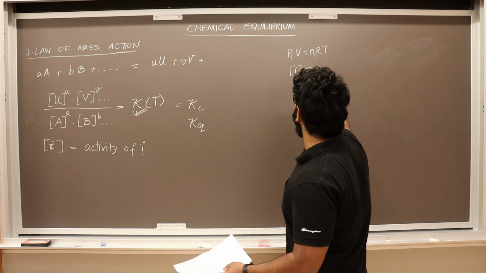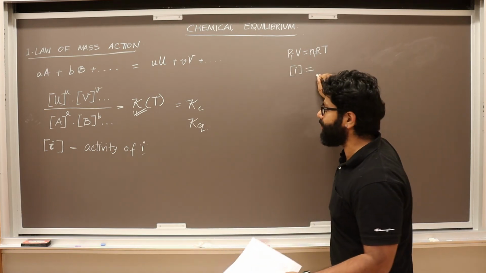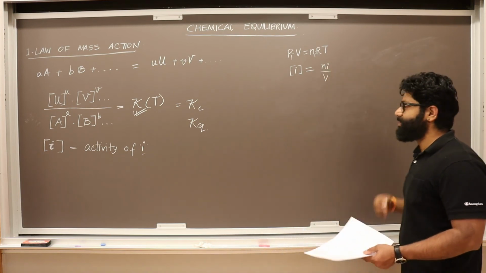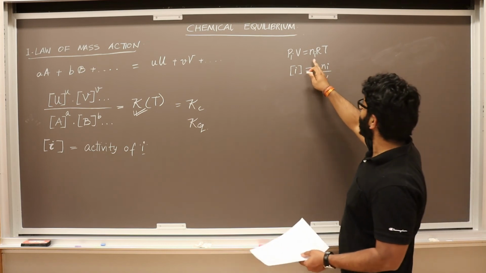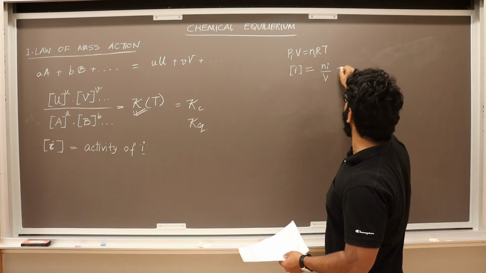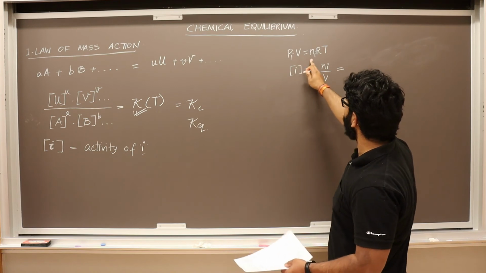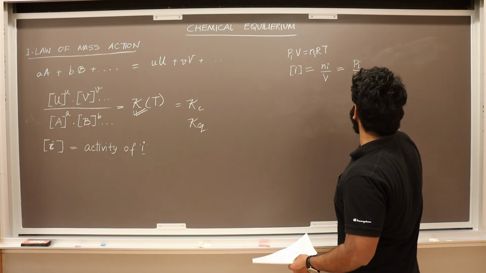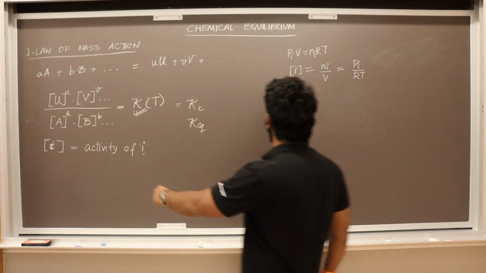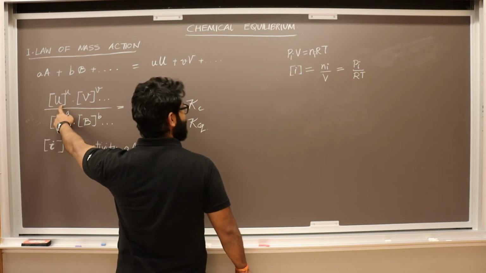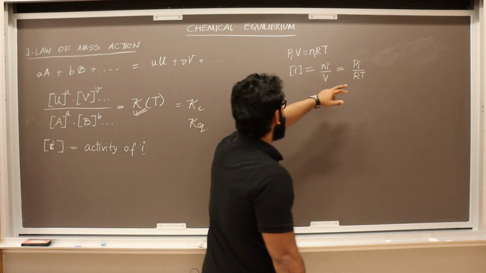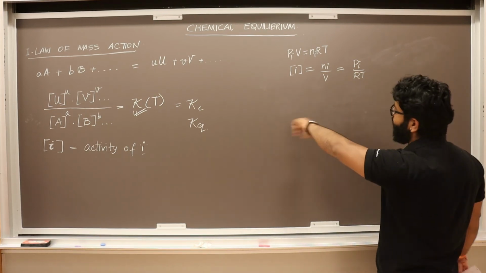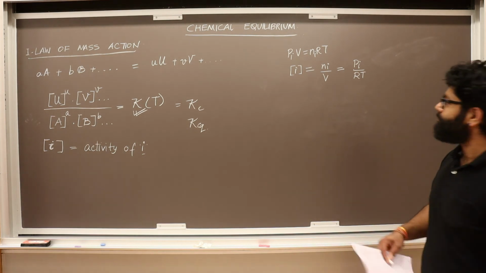How did we calculate the concentration of anything? Concentration is basically the number of moles divided by the volume, right? So what is Ni by V? How can we write Ni by V? If you rearrange the ideal gas equation, Ni by V becomes Pi by RT, right? So everywhere we had N of i, we'll have P of U by RT, P of V by RT, P of A by RT, and so on.